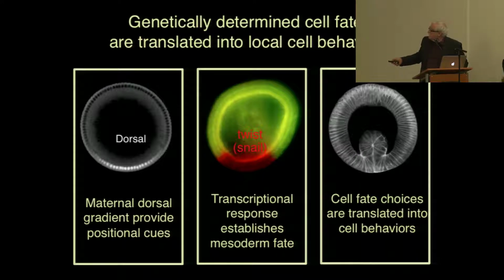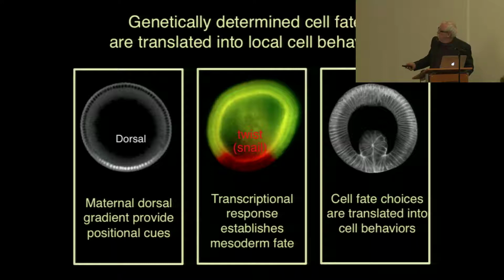elicit, this maternal transcription factor, elicit the transcription of two genes, twist and snail, that we've learned are the actual determinants for the mesodermal fate. Cells in an embryo make the choice to become mesoderm by expressing these two gene products. We're seeing here twist, but snail have the same.